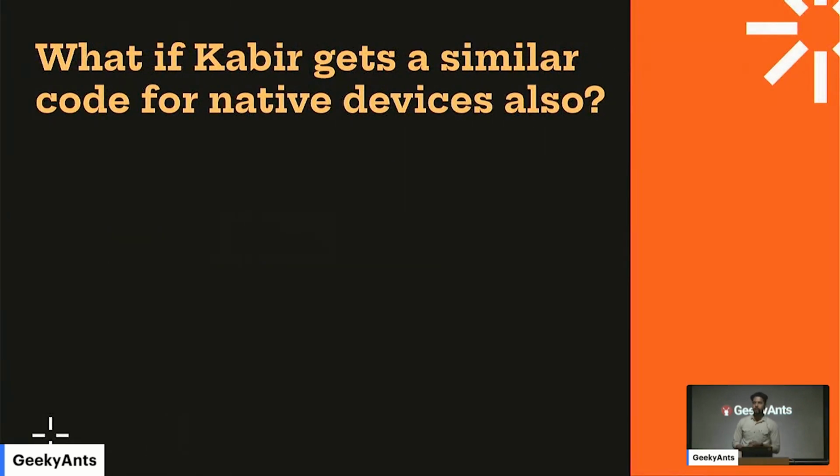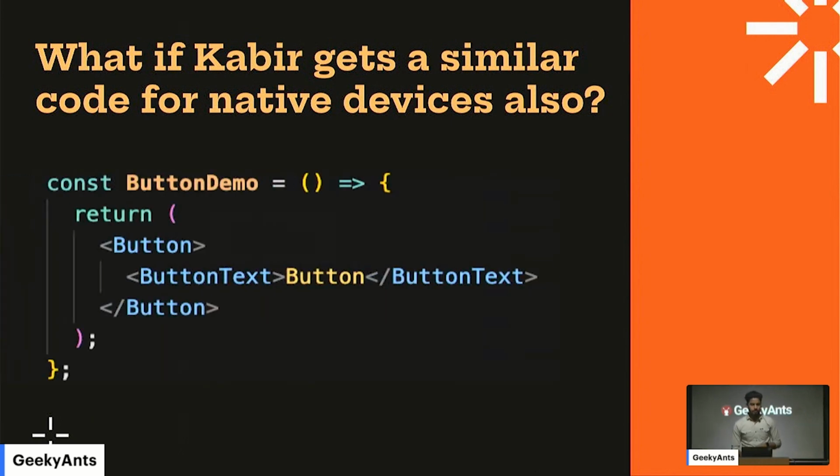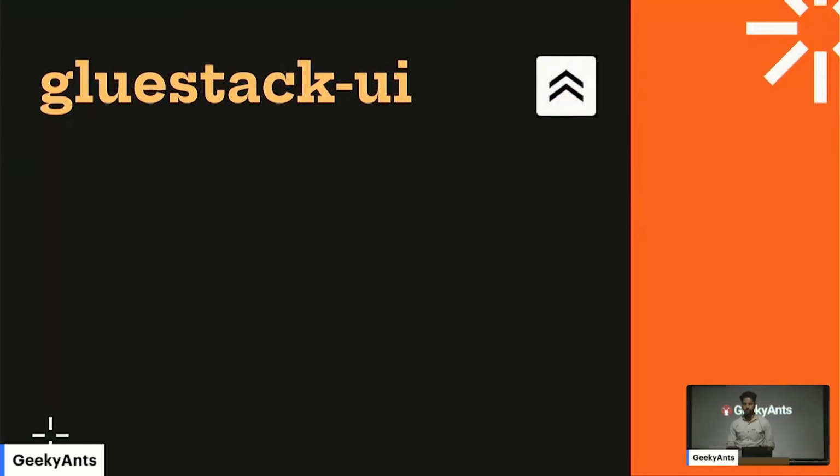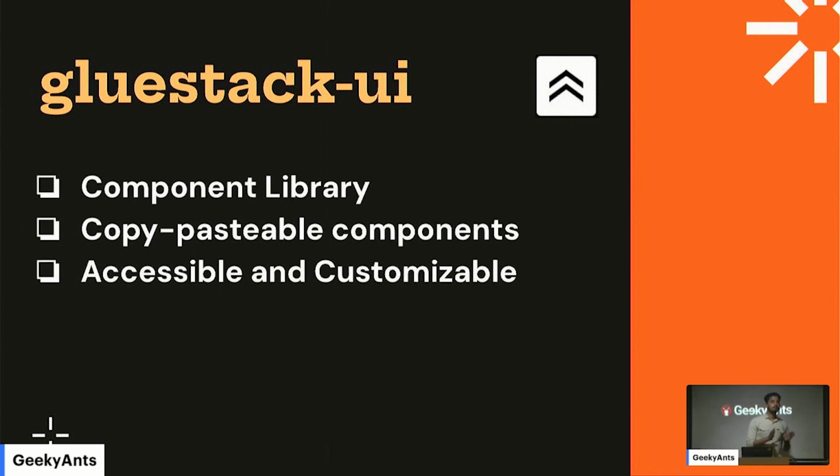What if Kabir gets similar code for native devices also? So here is an example of a button component, and here comes the output on the native device. Can anyone guess which component library this is? Anyone? Okay, so it's Gluestack. So what is Gluestack? Gluestack is a component library which provides beautifully designed copy-pastable components. And these components are fully accessible and customizable.